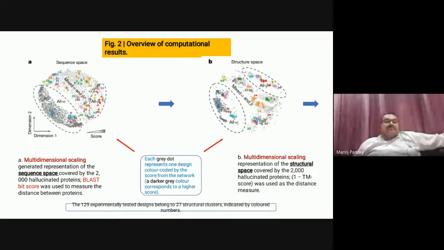Here, the first figure shows the sequence space, a multi-dimensional scaling representation of sequence space spanned by the hallucinated proteins. BLAST bit score was used as the scoring metric. And the second figure shows the multi-dimensional scaling representing the structural space. The dark color regions are circled by dotted circles. Each gray dot represents one design, color coded by score from the network. Darker gray corresponds to a higher score. 129 experimentally tested designs belong to 27 structure clusters, indicated by the colored numbers.